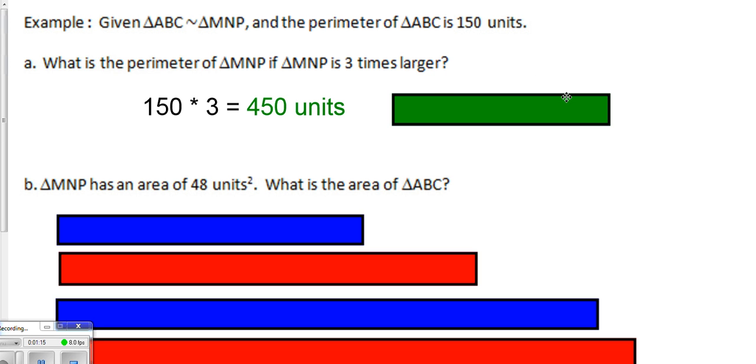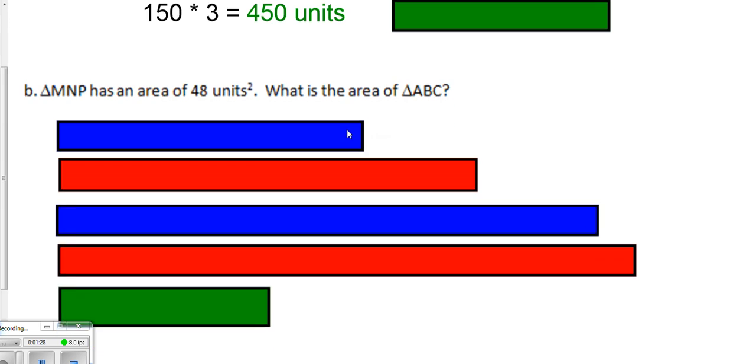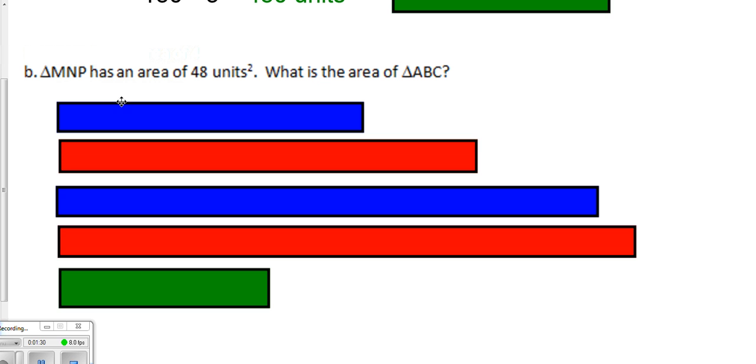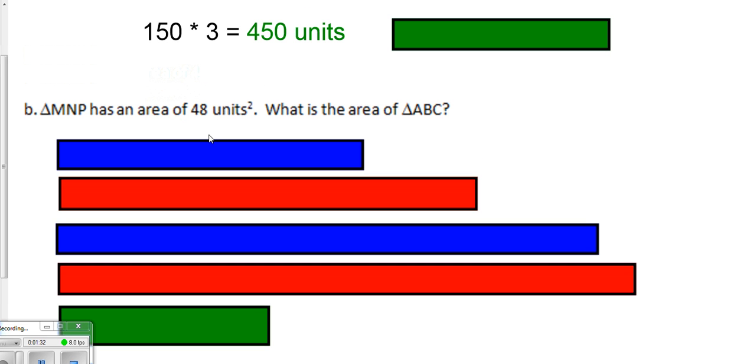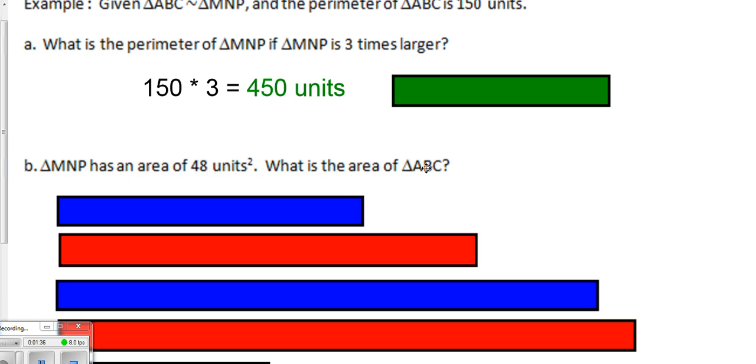Whatever that is, centimeters, feet, inches, all the way around ABC is 150 of them. MNP is 3 times larger, so all the way around MNP is 450 units. Part B: MNP has an area of 48 units squared. So what is the area of ABC?